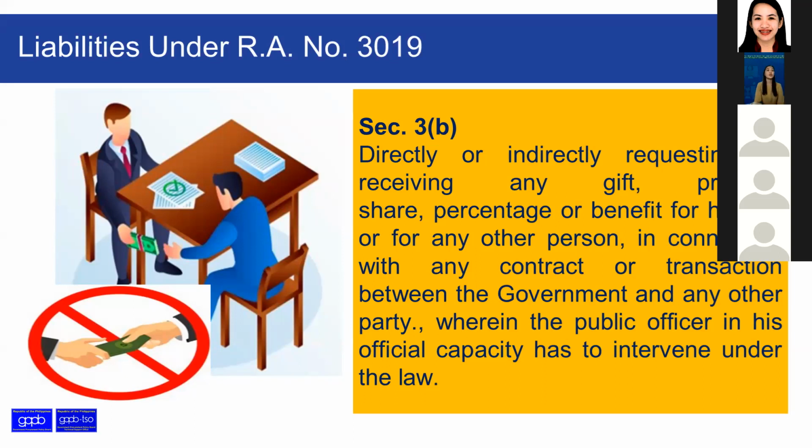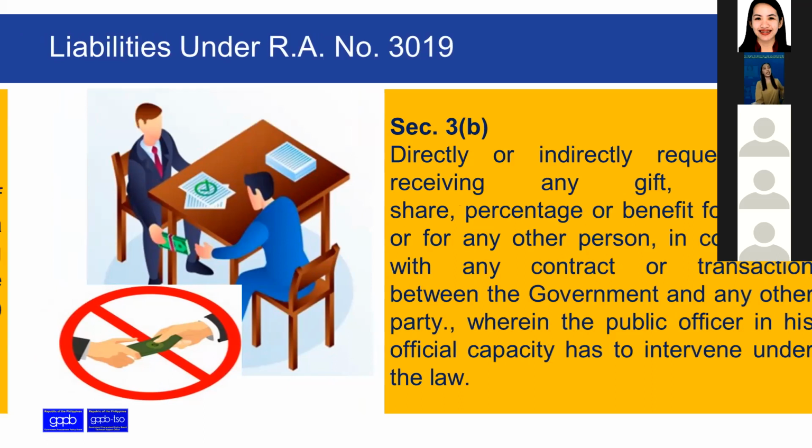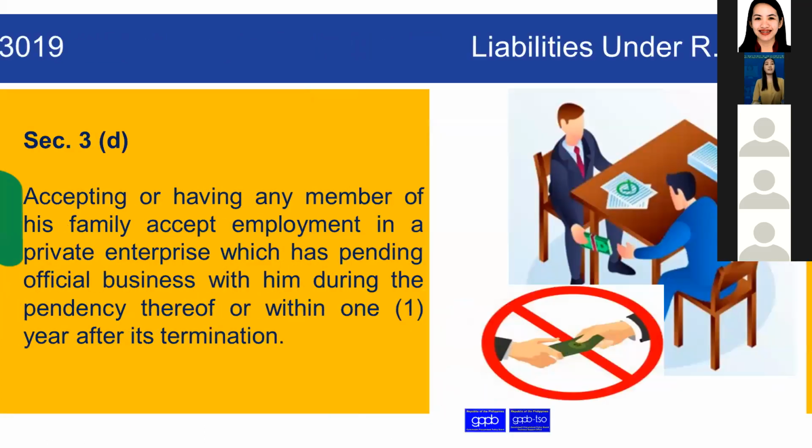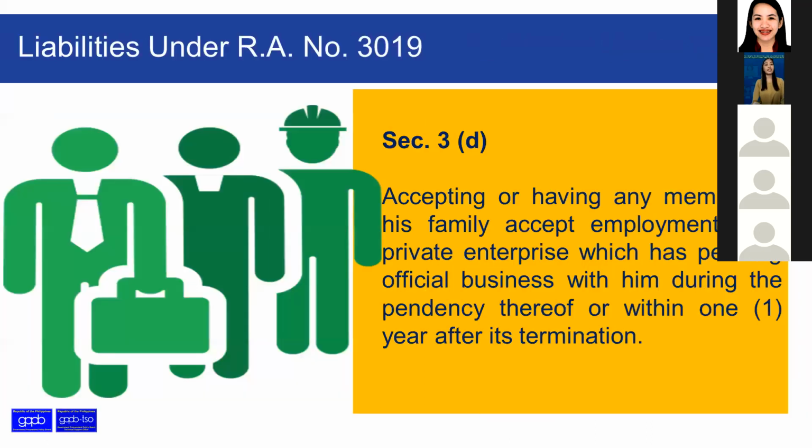Then next slide: accepting or having any member of his family accept employment. Ang sabi dito, accepting or having any member of his family accept an employment in a private enterprise which has a pending official business with him during the pendency thereof or within one year after its termination. So pag yung anak mo, empleyado na talaga siya dyan, tapos ikaw kasama ka sa BAC, nakalagay kasi yan, di ba?